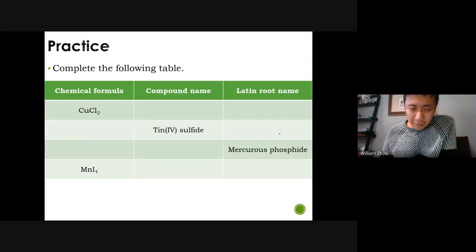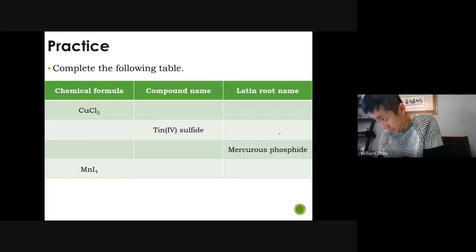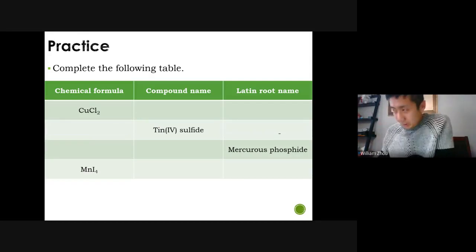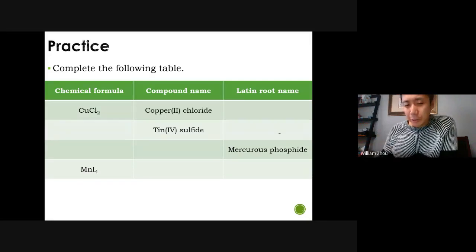First of all, you would have to find these elements on the periodic table, and that might take a while. So I'm guessing that you're having trouble finding these. Okay, I'm having answers now. For the first one, you have Cu, that is copper. Cl is chlorine. So copper chloride, but it's copper 2 chloride.